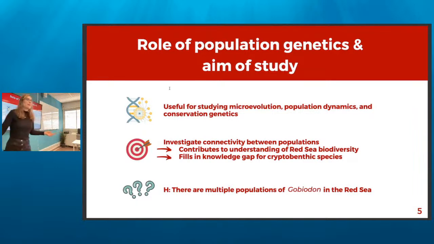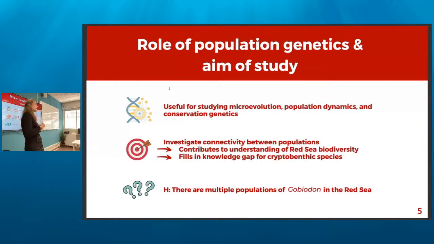But why do we look at population genetics in the first place? Population genetics is a very useful tool for studying microevolution and population dynamics, and it's also highly used in conservation genetics. The aim of this project is to assess the connectivity between the different populations, and this will first contribute significantly to the general understanding of gene flow patterns and the biodiversity in the Red Sea. Secondly, it also fills in the knowledge gap for these understudied cryptobenthic fish.